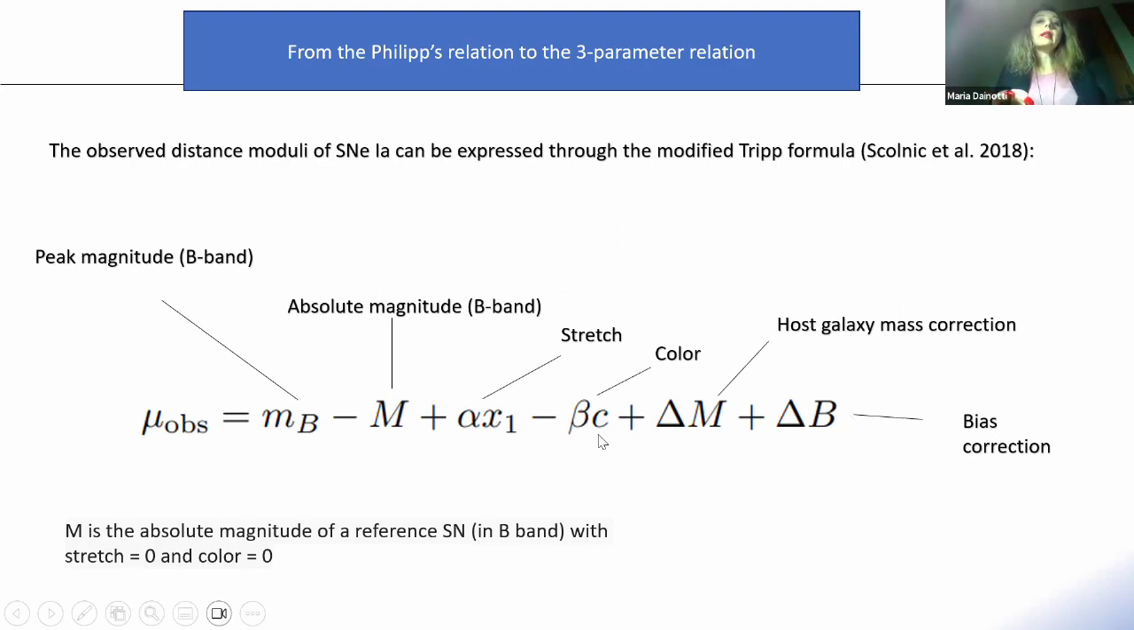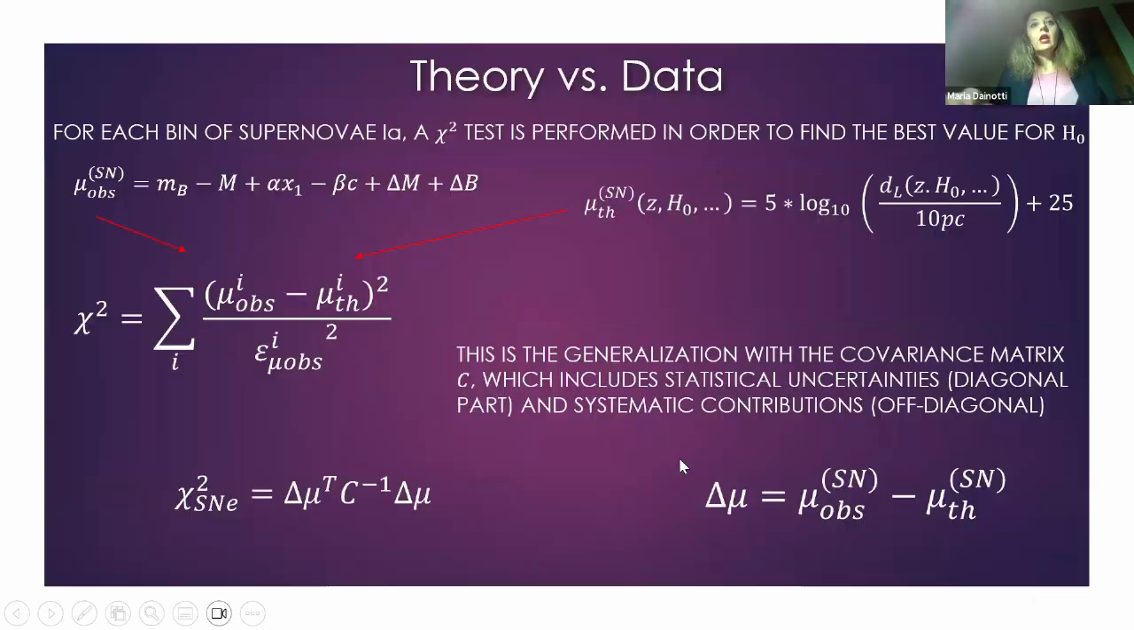Now, the parameters alpha and beta are actually derived by the fitting. And how can we connect the theory with the observation? So we have the defined theoretical distance moduli, which depends, of course, on a given cosmological model. And then we can just apply the chi-square, defining the differences between the observed distance moduli and the theoretical distance moduli.